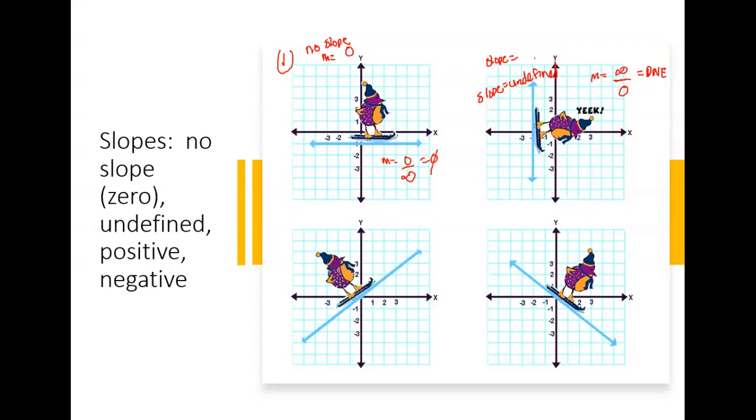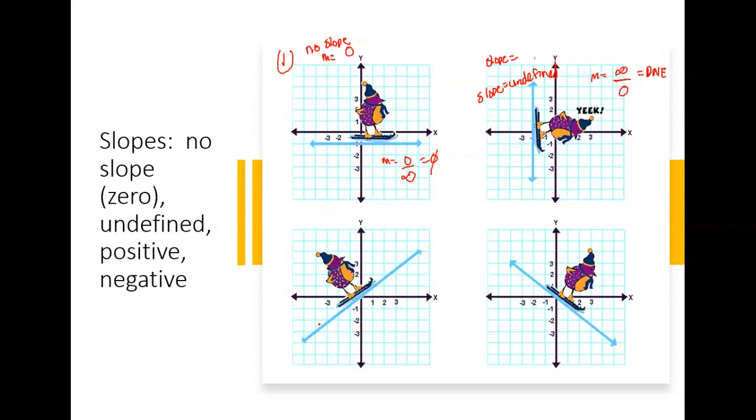This skier, and the reason they sort of describe it, I think, here is that this person is not going anywhere. Like it's going on this horizontal line pretty slow. This one is falling straight down, and it's like, eek, it's undefined. So they say that there's no slope. You're just falling forever straight down.